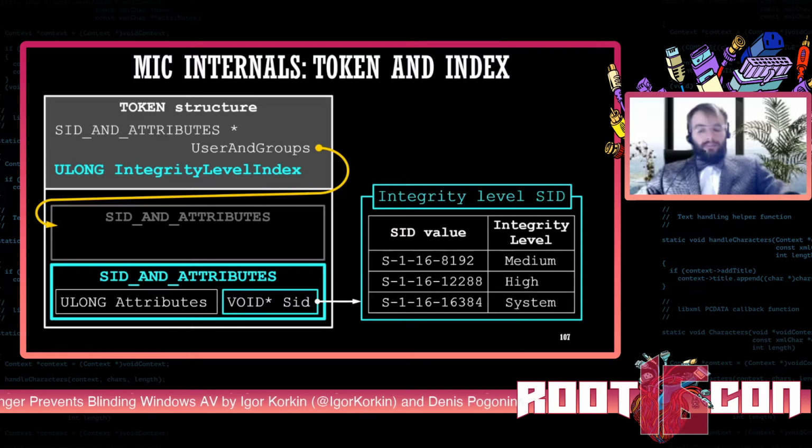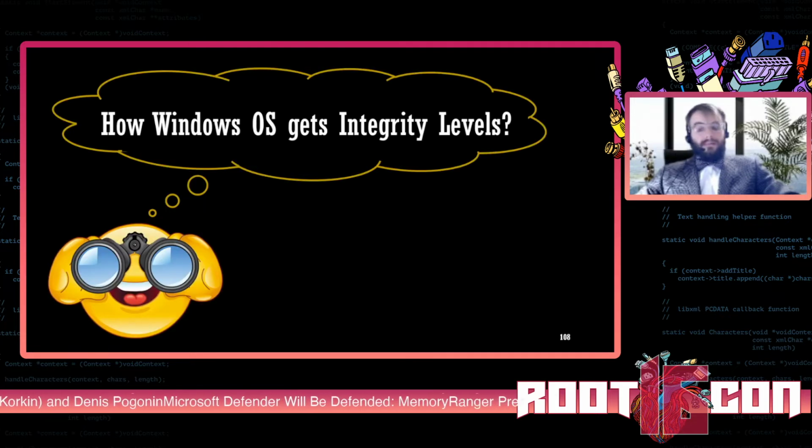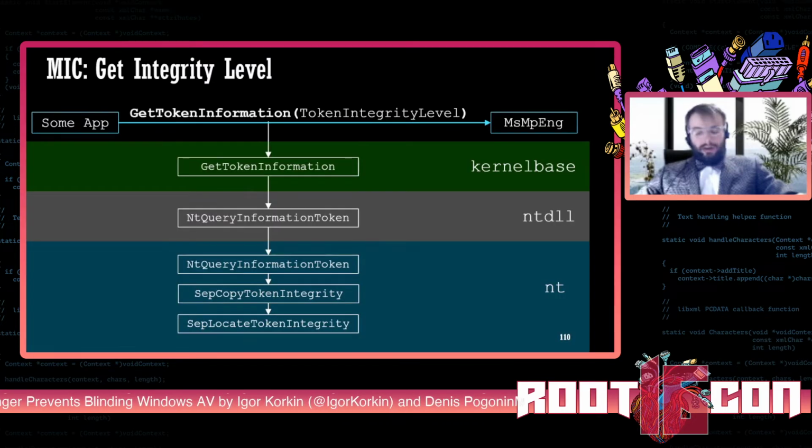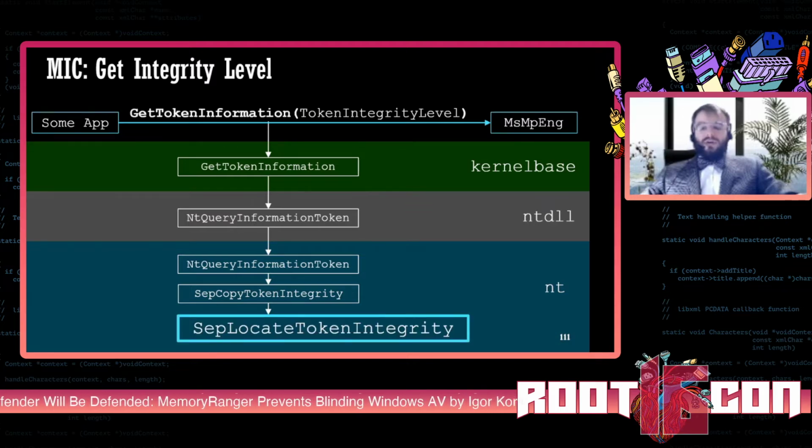Let me show you how Windows gets these integrity levels. An app can get or read the integrity level of the target app by calling GetTokenInformation with the corresponding parameter. The control goes to the NtQueryInformationToken function from ntdll and then to the kernel. We have a list of function calls, and finally the control goes to the function SepLocateTokenIntegrity. Let's see inside it.